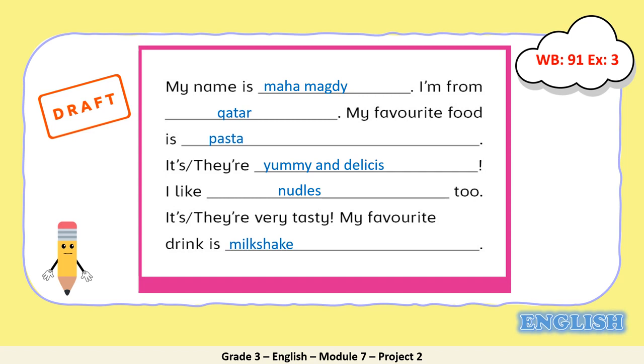Now, you may see some mistakes in my writing. I know I was writing in a hurry. But don't worry about any mistakes now. We will correct them in the next step.